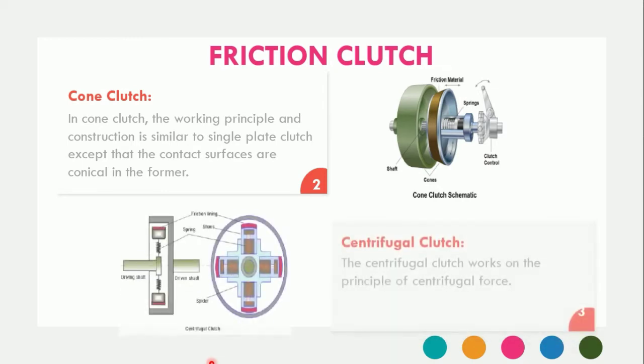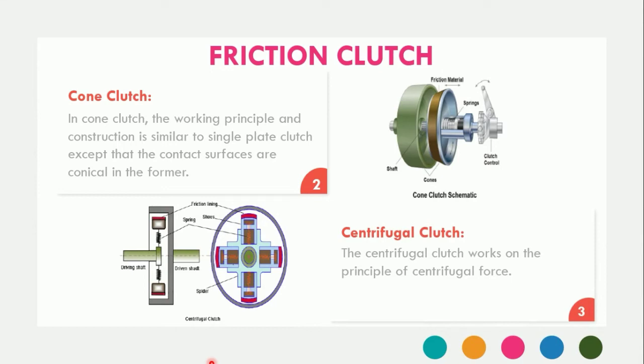Next to it, centrifugal clutch. As it works on the principle of centrifugal force, this kind of clutch is called a centrifugal clutch. So this is all about the three different types of friction clutch. One is plate clutch, second is cone clutch, and third one is centrifugal clutch.